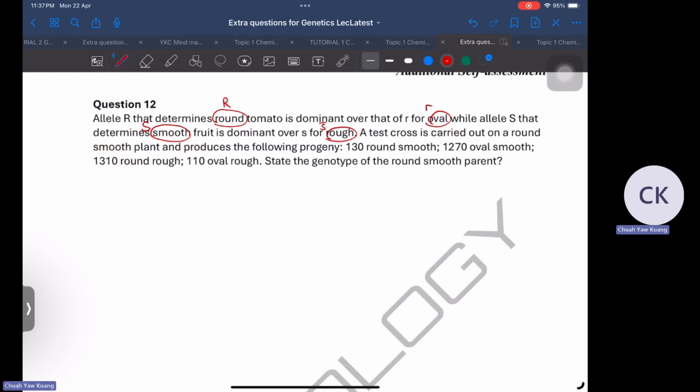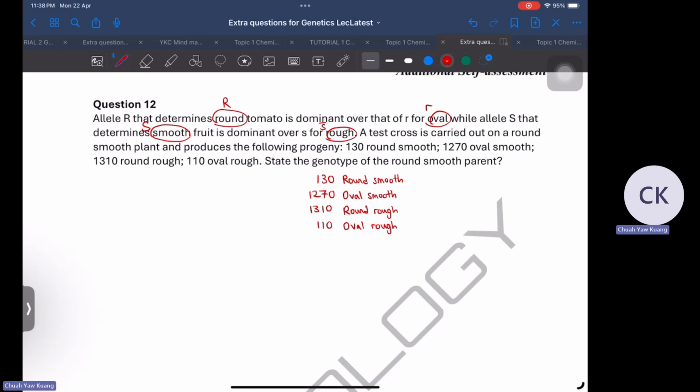When you look at the number of the offspring, first thing first, we list them down. There are 130 round smooth, then 1270 of the oval smooth, and then 1310 of the round rough. And lastly, 110 of the oval rough.